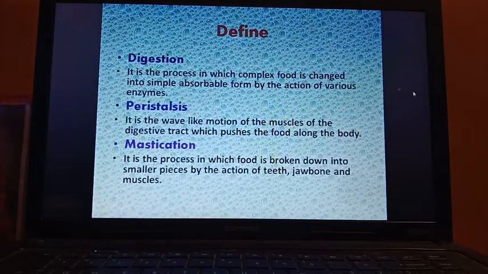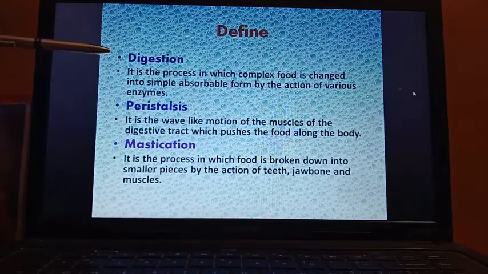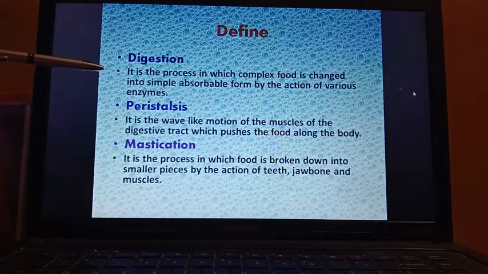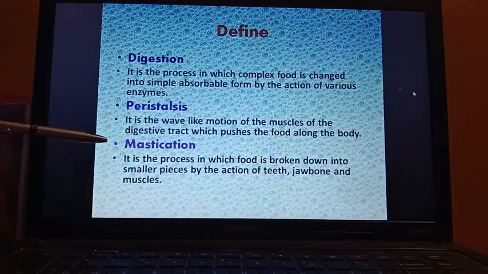Next question is, define digestion, peristalsis and mastication. So first definition is digestion. It is a process in which complex food is changed into simple absorbable form by the action of various enzymes. Then peristalsis, it is the wave-like motion of the muscles of the digestive tract which pushes the food along the body. Then mastication, it is the process in which food is broken down into smaller pieces by the action of teeth, jawbone and muscles.